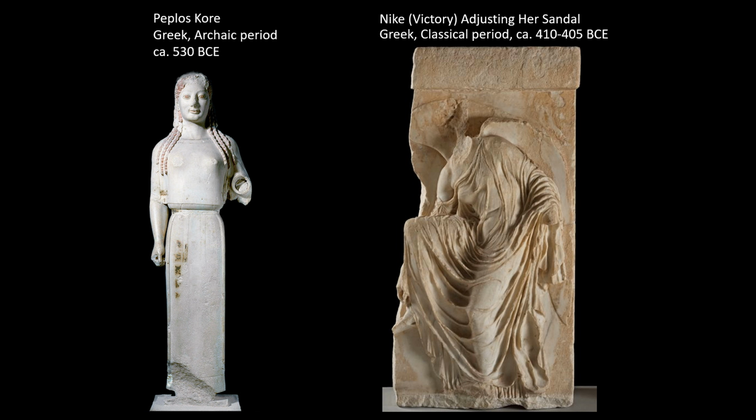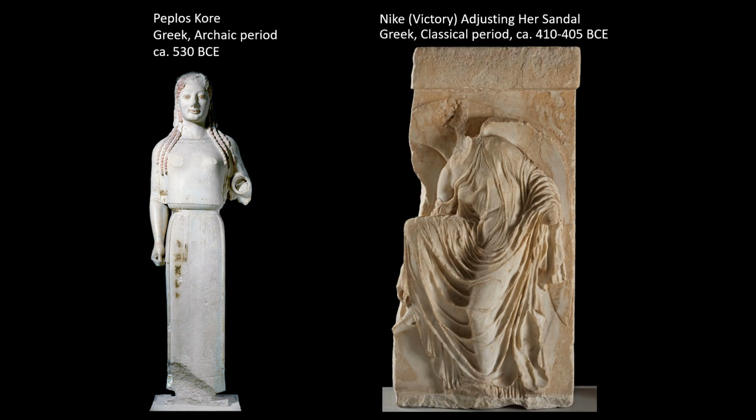The other feature to take notice of is the drapery. With the Kore figure, it just falls in one solid mass down her body. However, we understand clothing to wrinkle and bunch. It can hug the contours of the body, and all of that is happening with our Nike sculpture. It's a much more realistic treatment of cloth.